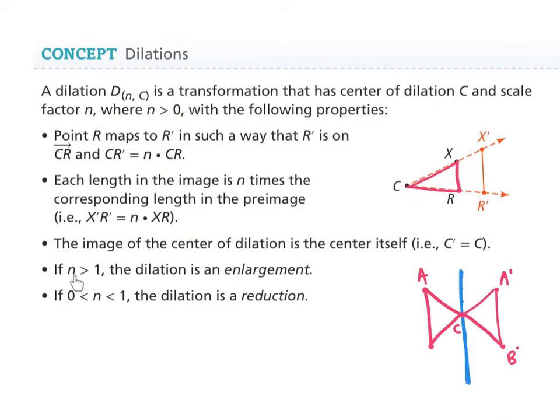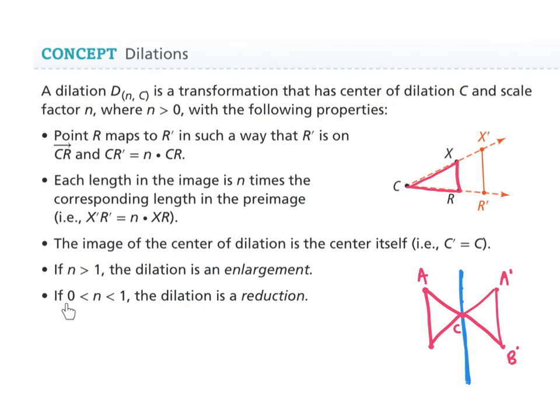A couple other things that have to do with the scale factor. If that number n, the scale factor, is bigger than 1, then we call the dilation an enlargement. Our shape is going to end up getting bigger. If we're dilating a segment, it's going to get longer. Maybe we're dilating a triangle, the triangle itself is going to start getting bigger. We are enlarging our pre-image if we have a scale factor bigger than 1.